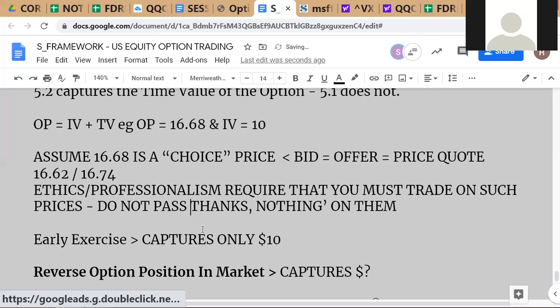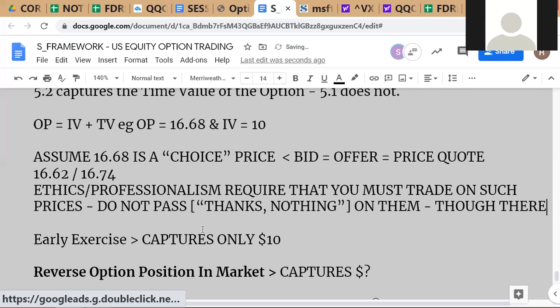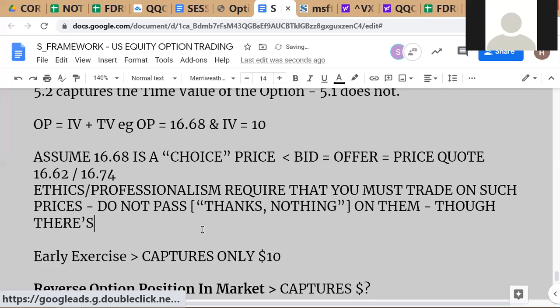Pass is done by saying thanks, nothing. You should not pass. Okay, now let me clarify. There is, but though, there is no legal obligation to trade.